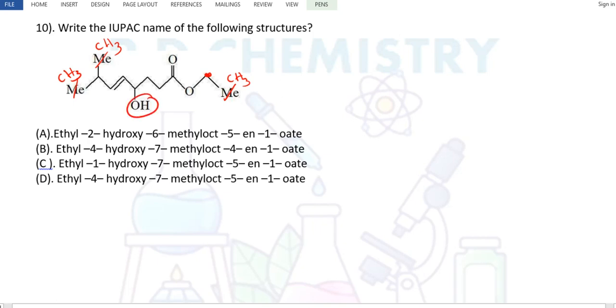Now this is the alcohol. This is the alcohol group. And there is this group. This is known as the ester group. Now there are two functional groups. Which one is the main functional group? Ester comes first in the priority list. Then alcohol comes later. Therefore, alcohol is a secondary functional group. So OH should be named as hydroxy.